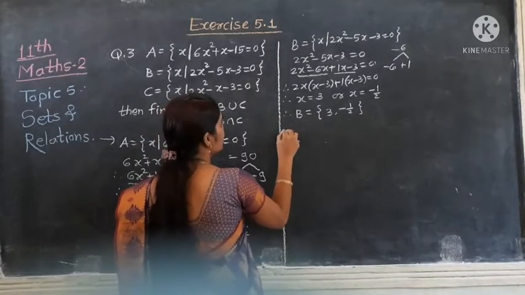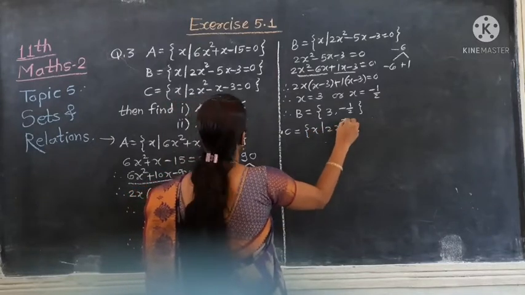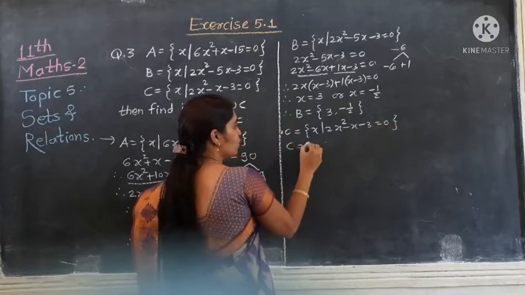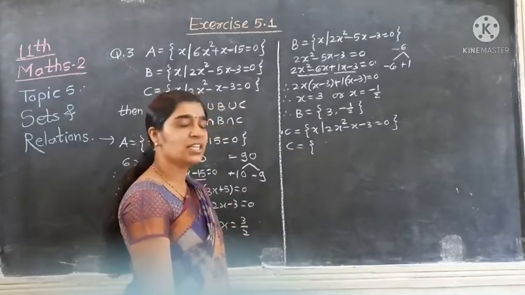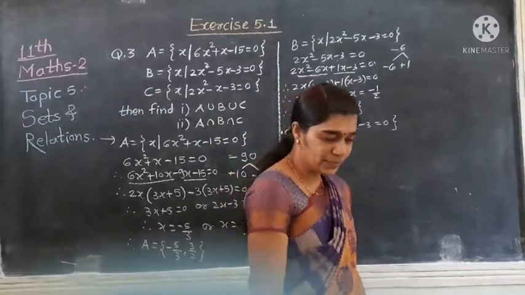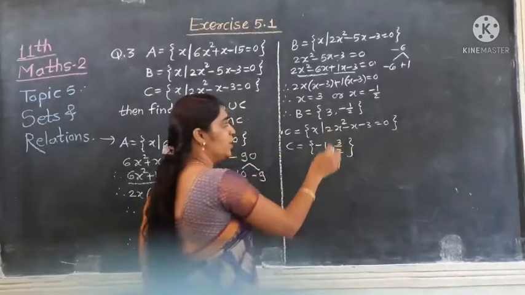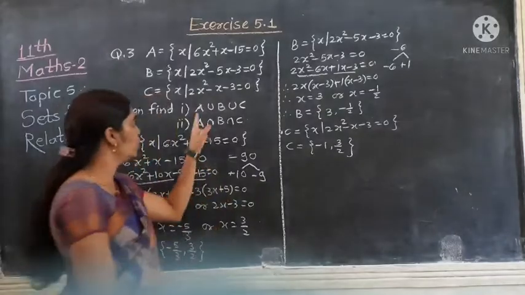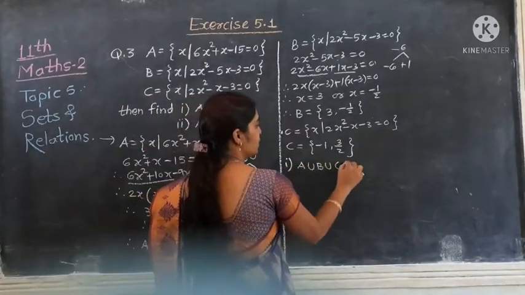What is the C set given? C is the set of all x such that 2x square minus x minus 3 is equal to 0. You calculate, you get 3 2s are 6. What are the factors of 6? 3 2s are 6. So you calculate this, you get the value of C as minus 1 and 3 upon 2. Here you calculate similarly in this way. I write directly here. Now we want first A union B union C.